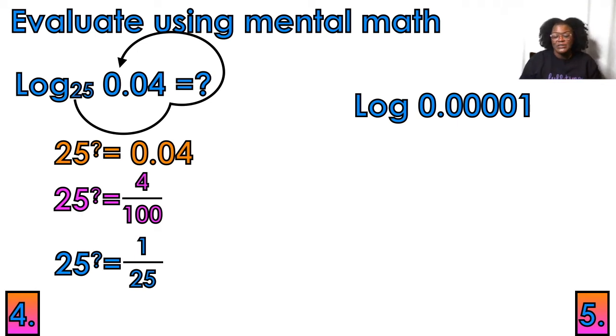25 to the what power equals 25? 25 to the first power, but it's at the bottom. We need to bring it to the top. So the answer is -1. You see how all the lessons are coming together, the negative exponents and the zero exponents and the positive and the exponential form, and it's all coming in.